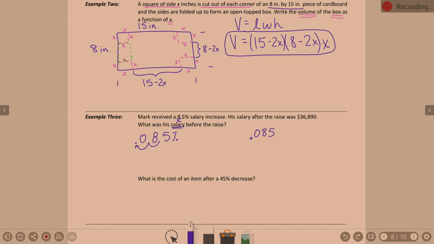So we're going to take 0.85 times X, right? Now, the catch here is that this 0.85 of X is 8.5% times his original salary. We know after the raise, he has $36,890. So what is this 8.5% added on to? If it's an 8.5% raise, his original salary. So I'm going to have us think about this as original salary plus 8.5%, and altogether that's going to equal the $36,890.